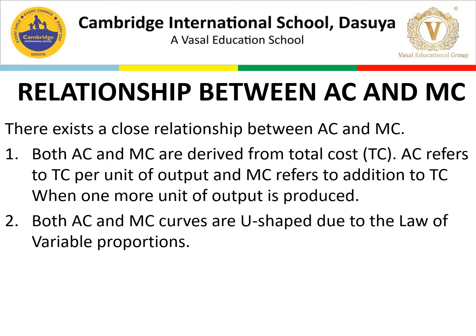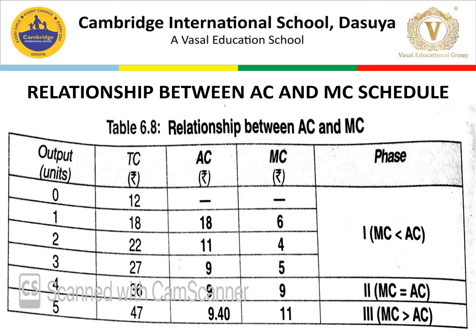Now, let's see the next thing in this relationship. The next one is relationship between AC and MC with the help of schedule. So here is the schedule that is defined with table. So table 6.8 is just defining the relationship between AC and MC. Now see, output units are given to you 0, 1, 2, 3, 4, 5, and TC is given to you. TC is very important because if TC is given, we can calculate AC and MC. And if AC is given, then also we can calculate. But TC is mainly very important when we have to calculate other two types.